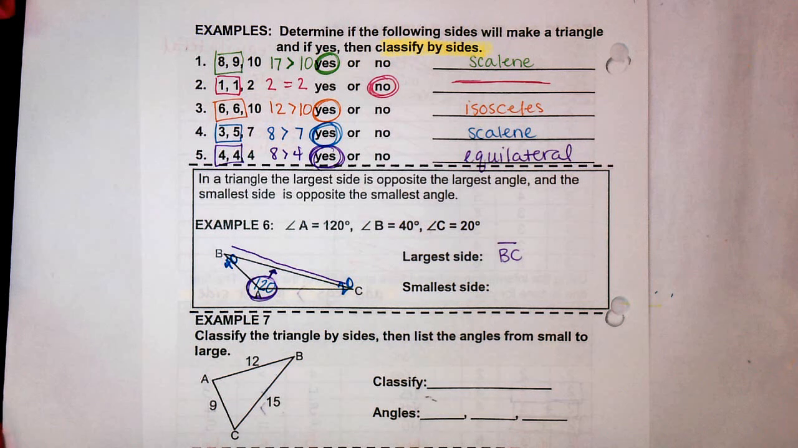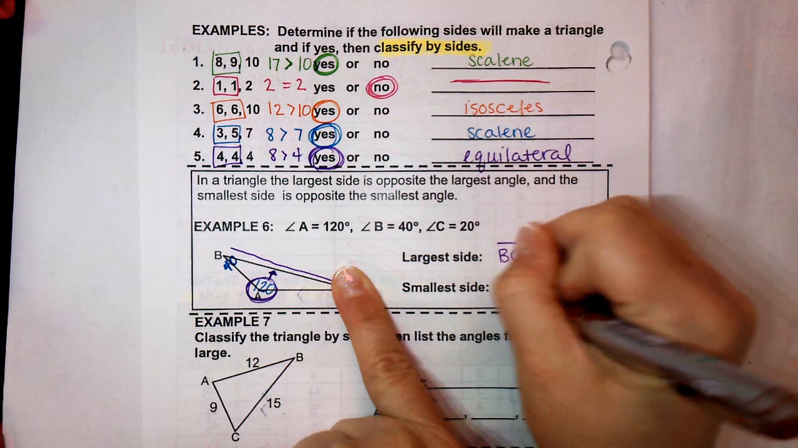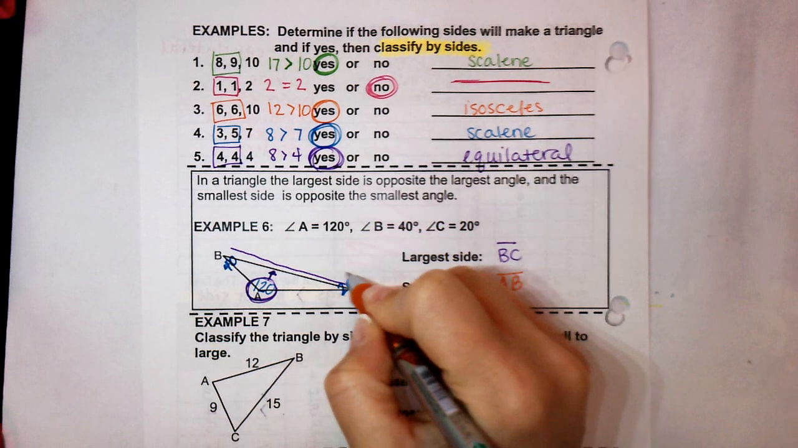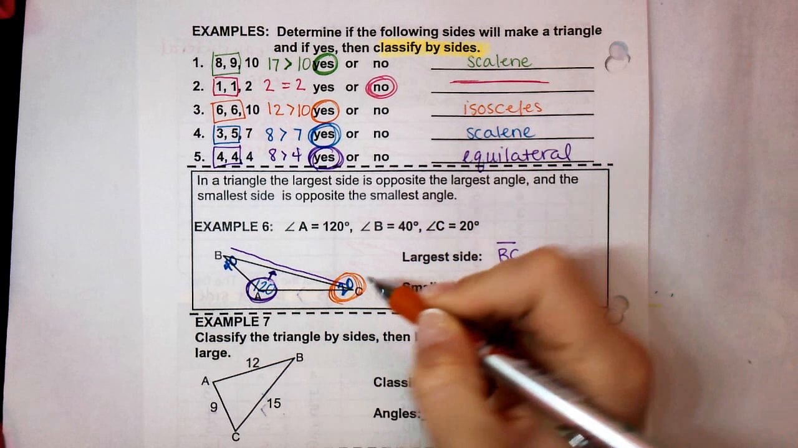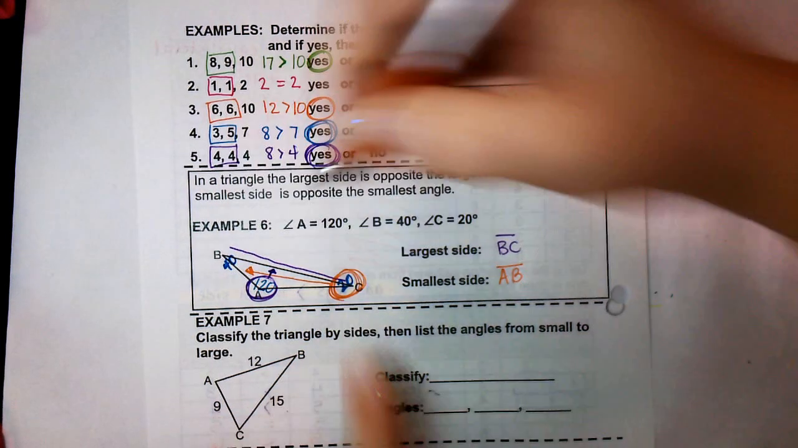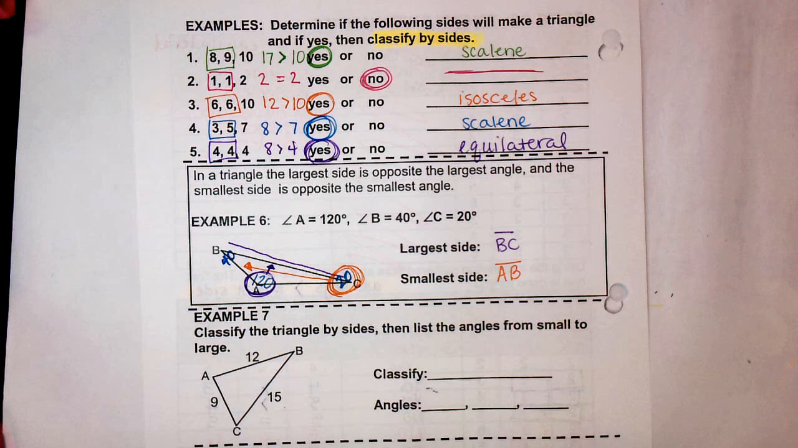Now, the smallest side works the same way. Find your smallest angle, cover up that smallest angle, and whatever letters are left over, that's the smallest side. So A to B. If you don't like the cover-up method, then circle it or whatever and go through the triangle to the opposite side. Opposite of the angle. Does that make sense? That's the hardest part, is trying to figure out what's opposite.